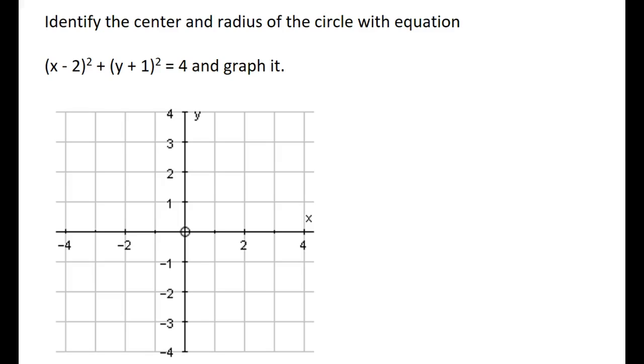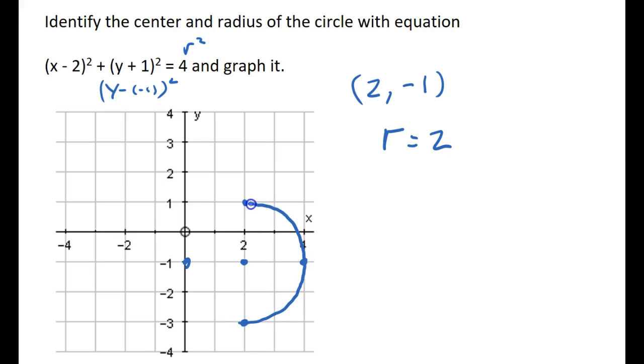So let's say we have an equation of a circle and we'd like to graph it. Well, here's the center. It's going to be positive 2, negative 1, because this y plus 1 is really y minus negative 1. Remember that we always have to do x minus h and y minus k. So h is positive 2, k is negative 1. This is our r squared, so r is 2. So I'm going to go to the point 2, negative 1, and I'm going to go out 2 units in all directions, and I'm going to graph my circle.